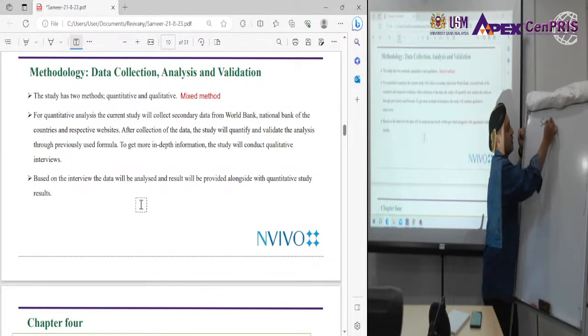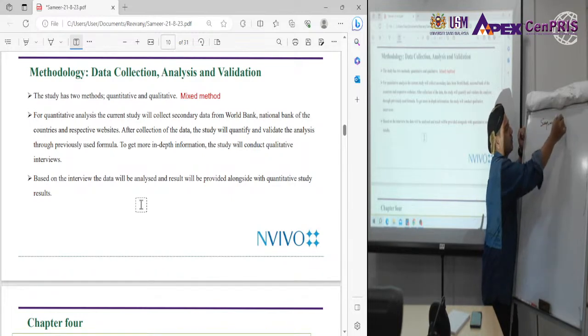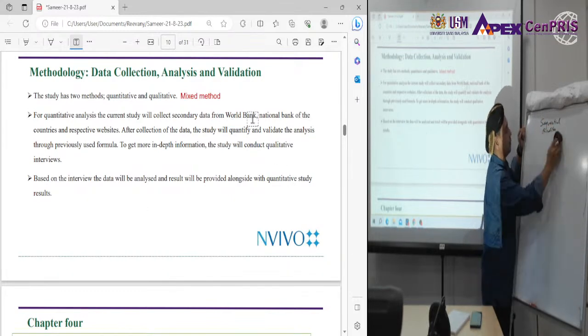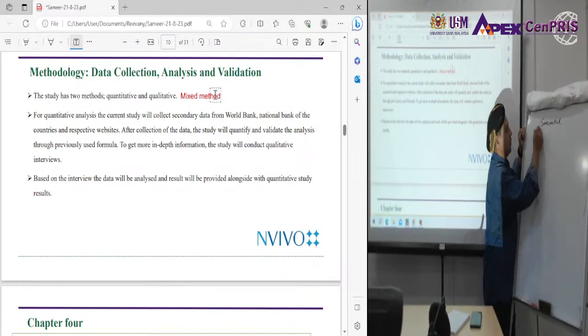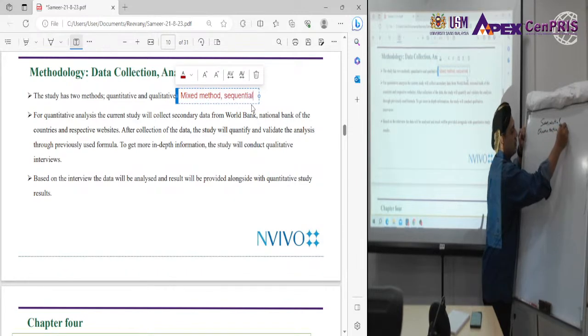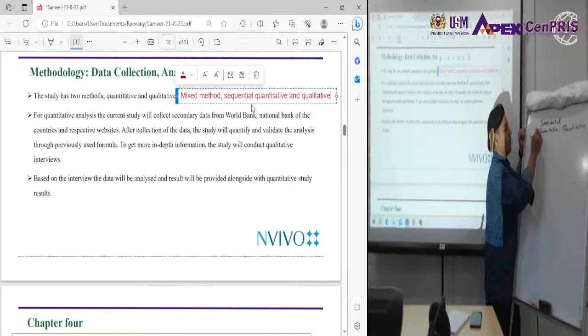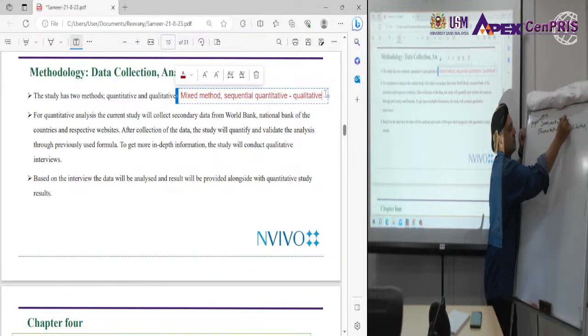You're doing a sequential mixed method. You have quantitative and then qualitative, right? So it's in sequence. So this is called the explanatory sequential research.